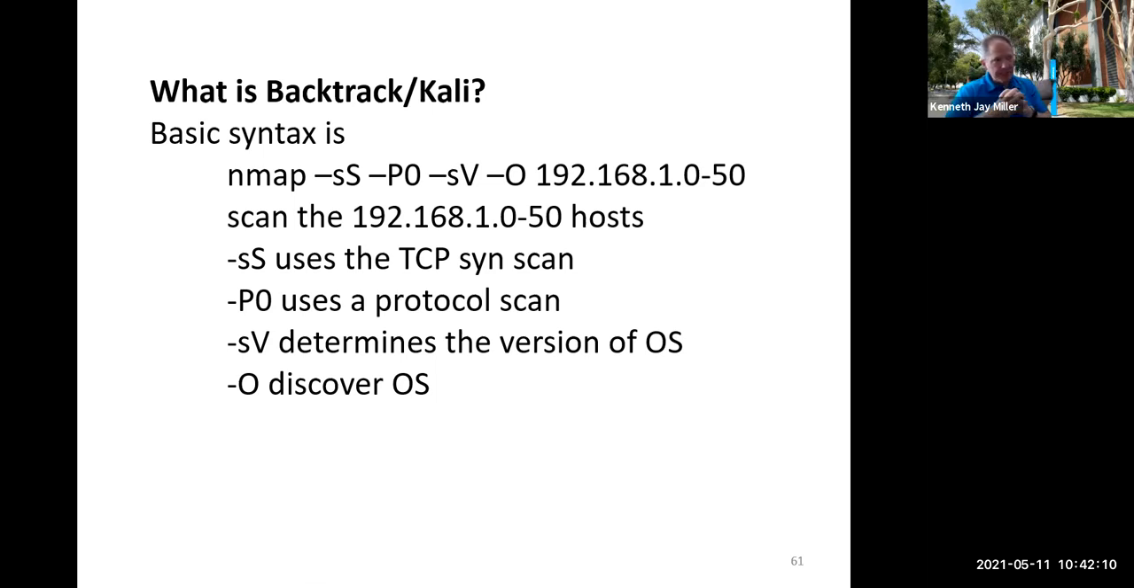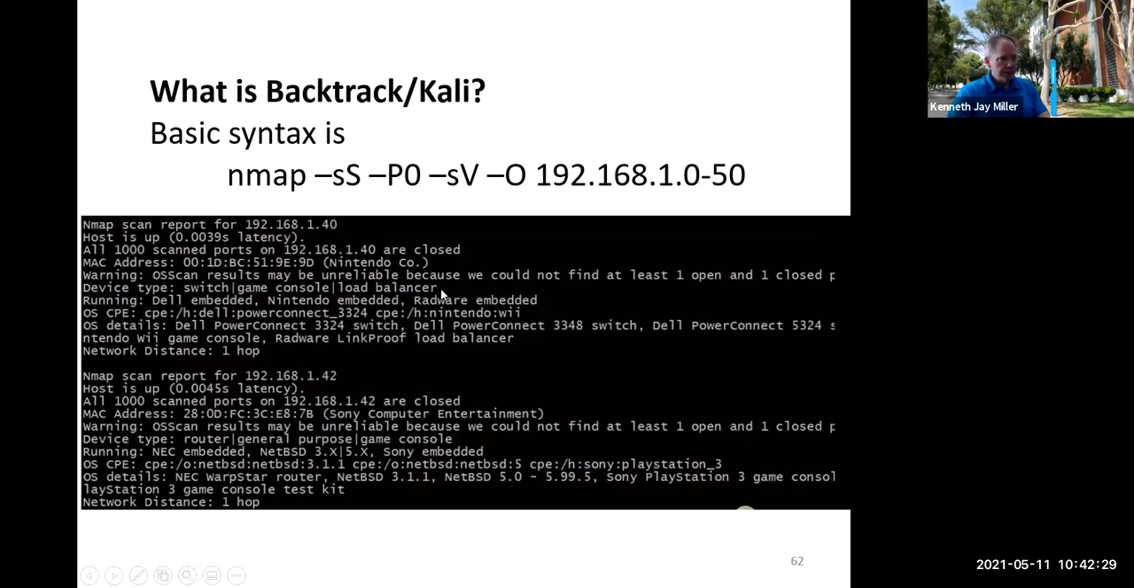Okay, so this Nmap -sS says use the TCP SYN scan, use a protocol scan, and then I want you to tell me the version of the OS and do a discovery on the operating system and only do the hosts from 0 to 50. So now it comes back and look what I found on my network.